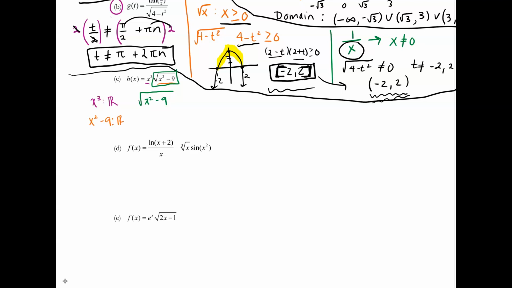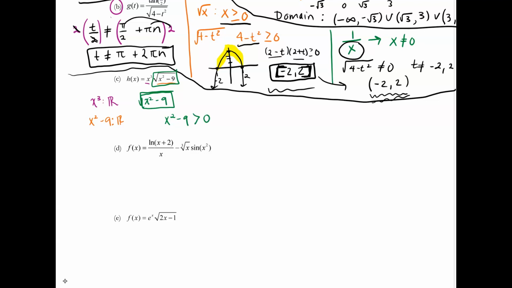Again, we cannot take the square root of a negative number and have a real number output. So that means that the junk inside of the square root function, in this case x squared minus 9, must be positive. So x squared minus 9 must be greater than 0.